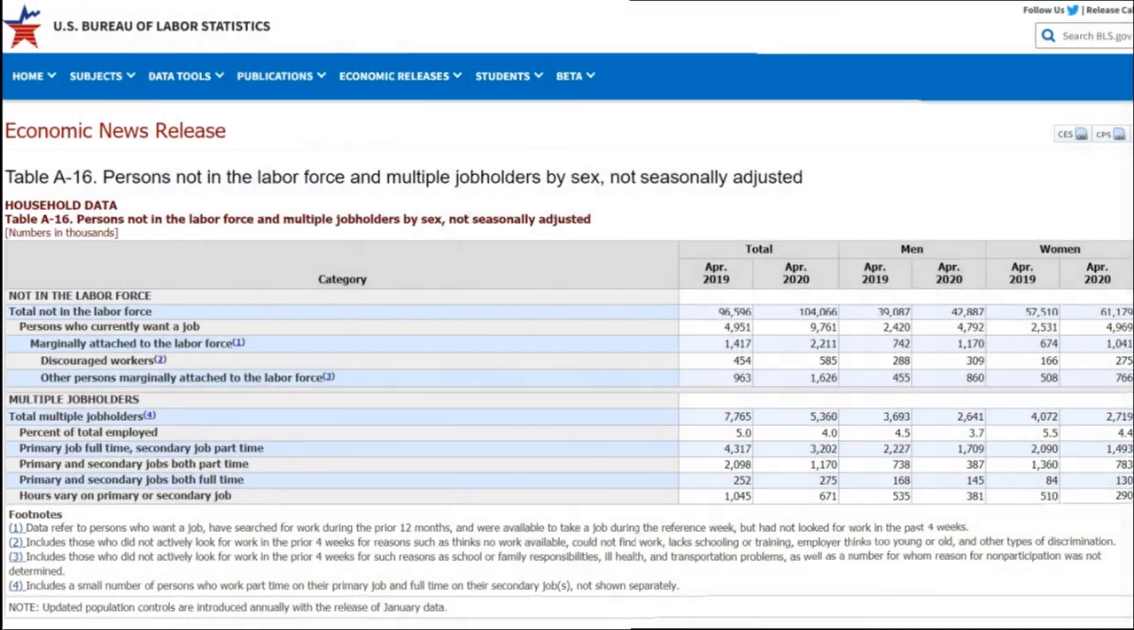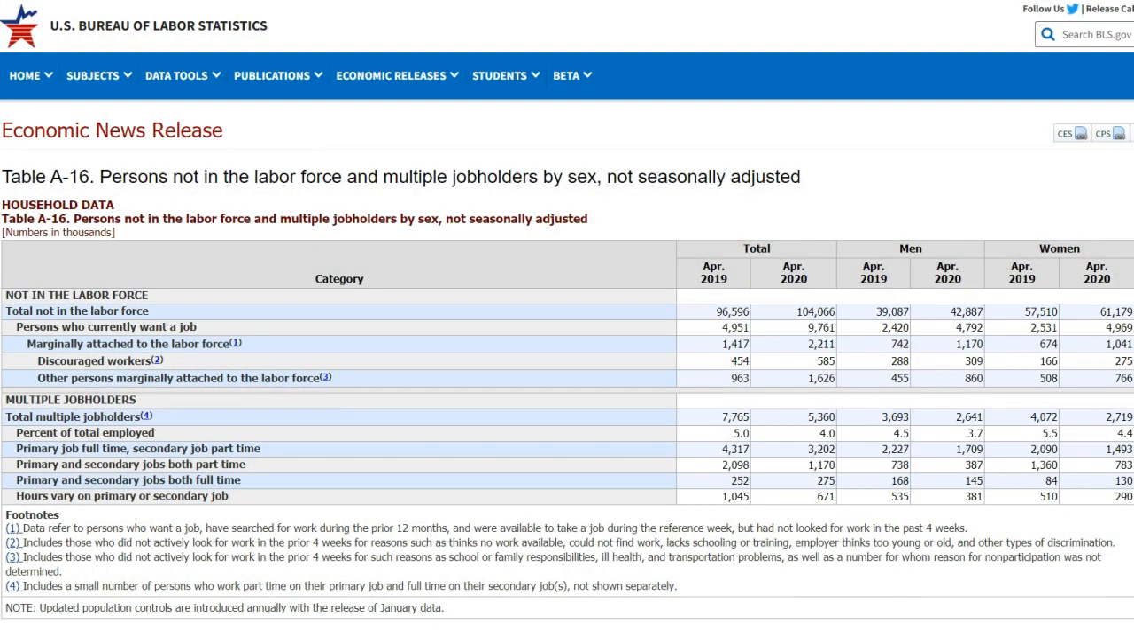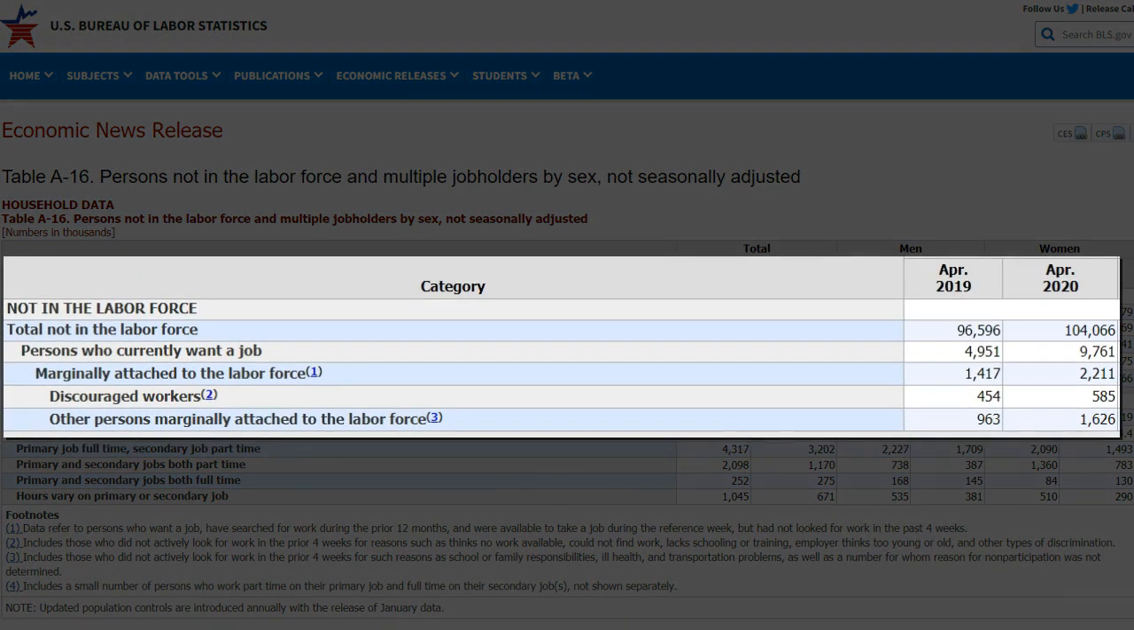And finally, let's take a look at table A16. I like this one because it breaks down the people who are not in the labor force. So here we can see that since last April, almost 8 million people have left the labor force. There are now 104 million Americans 16 and over who are not considered to be in the labor force, which means that they're not going to be included in things like the labor force participation rate. And of those, almost 10 million say that they want a job. That's an increase of almost 5 million from the year prior. And again, those people who want a job are not included in the official unemployment rate.